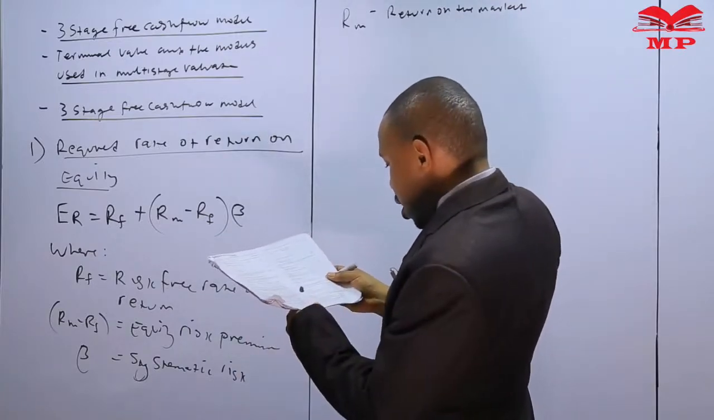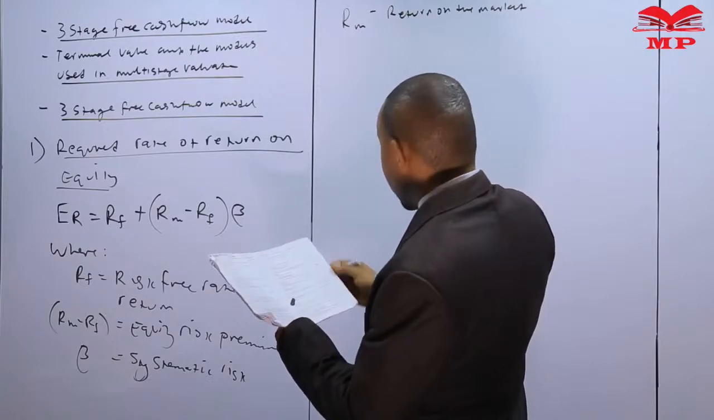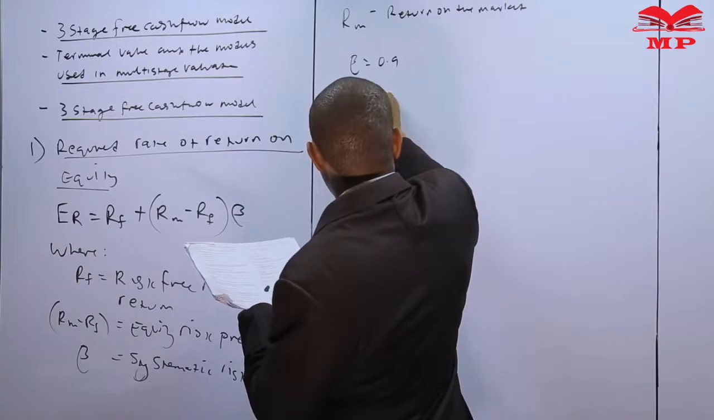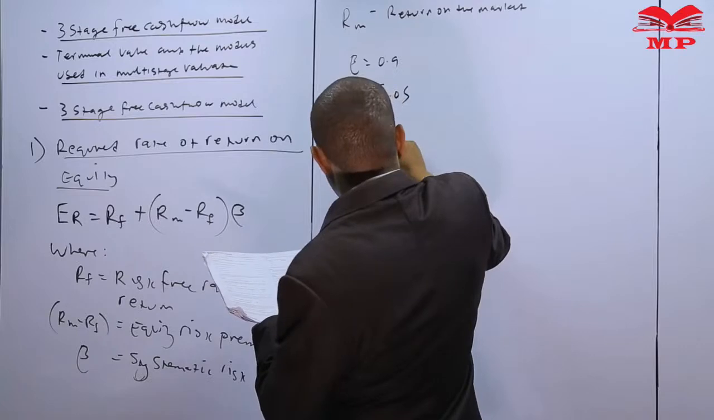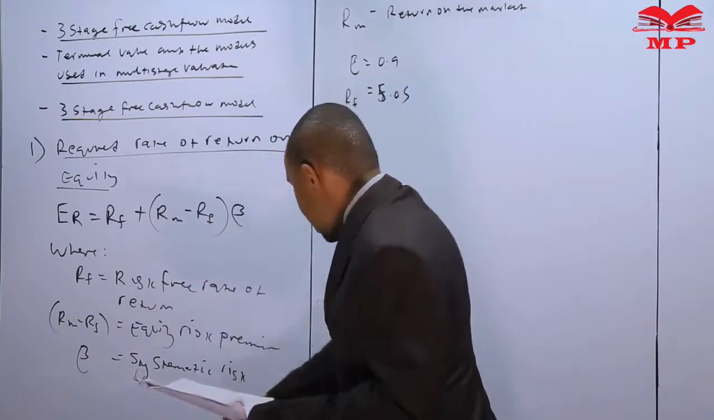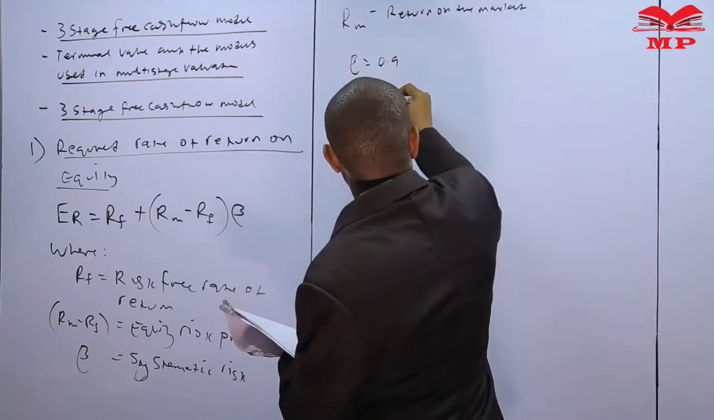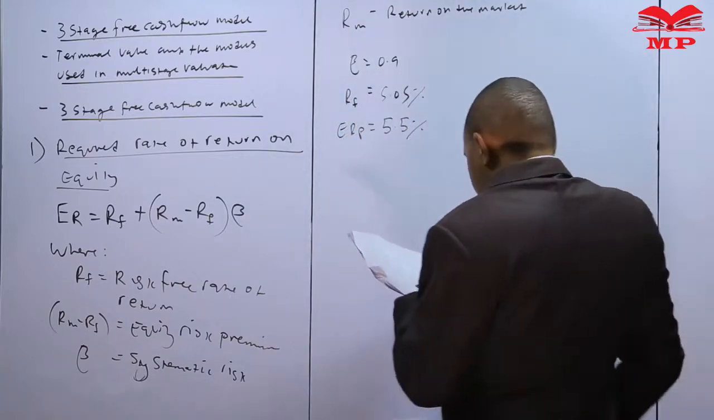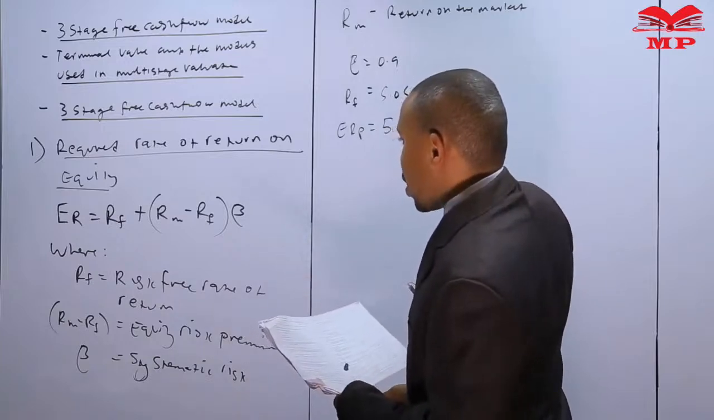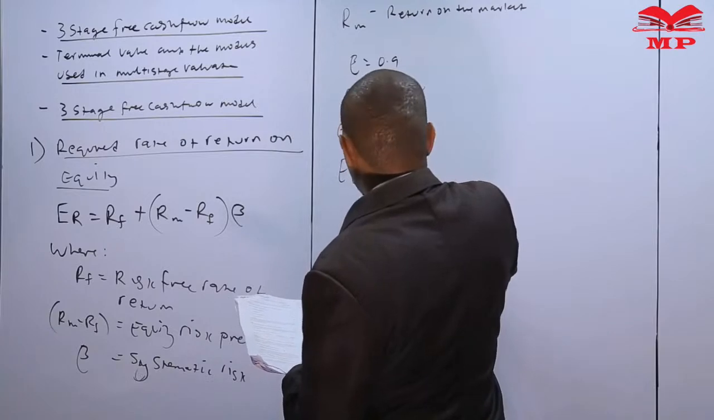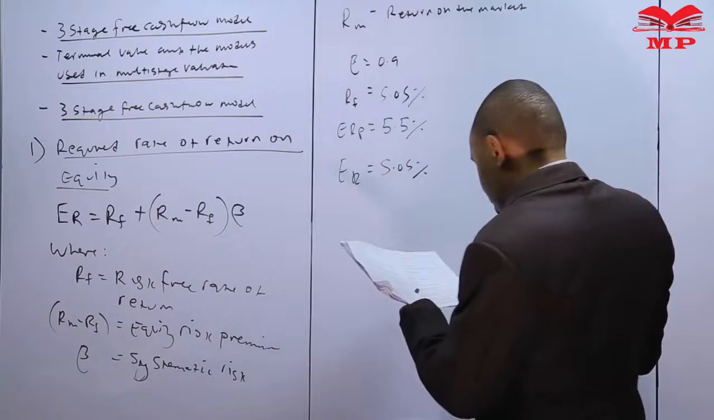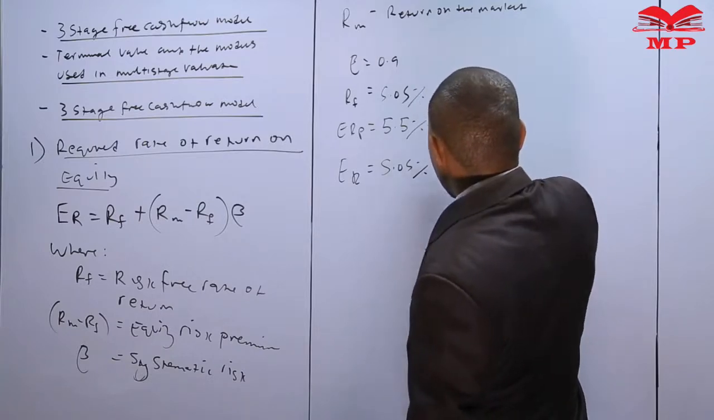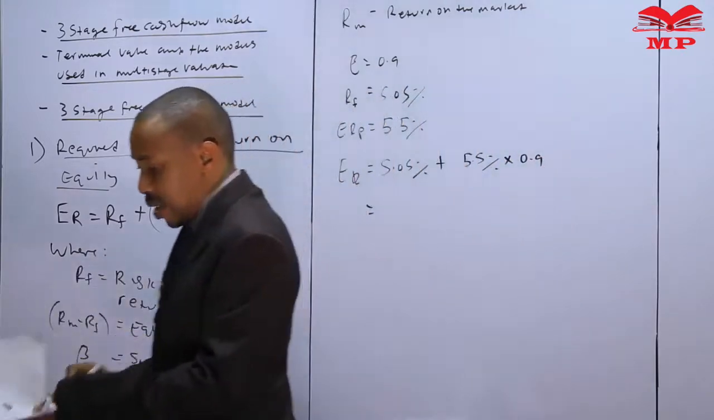So let's see if we have all of those inputs. We've been told in note number three that the firm has an equity beta of 0.9. So beta is equal to 0.9. Then the risk-free rate RF is 5.05%. Then the equity risk premium is 5.5%. Now, we have all of the inputs that are going to be used to calculate the required rate of return. So the required rate of return is the RF of 5.05%, as given in the question, plus the equity risk premium of 5.5% multiplied by the beta of 0.9. How much do we get as the required rate of return?